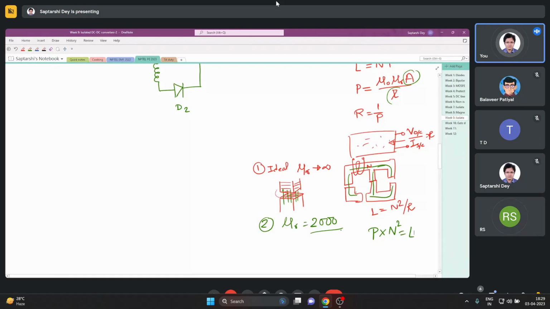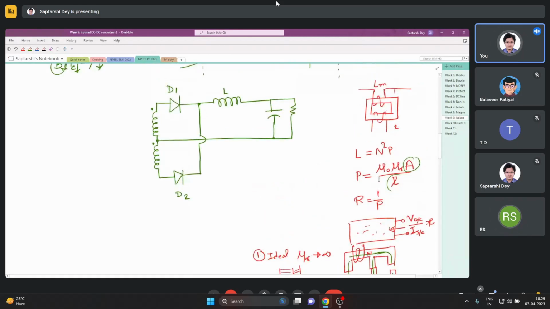So it is a function of not only the dimensions of the core but also the material that is being used, mu r. Sir, in a way we can say, if the secondary is open circuited, the inductance we are measuring on the primary is like a self inductance. Yes.